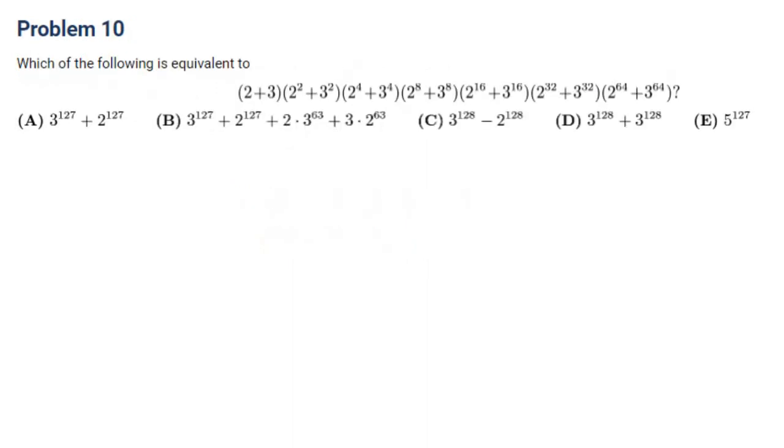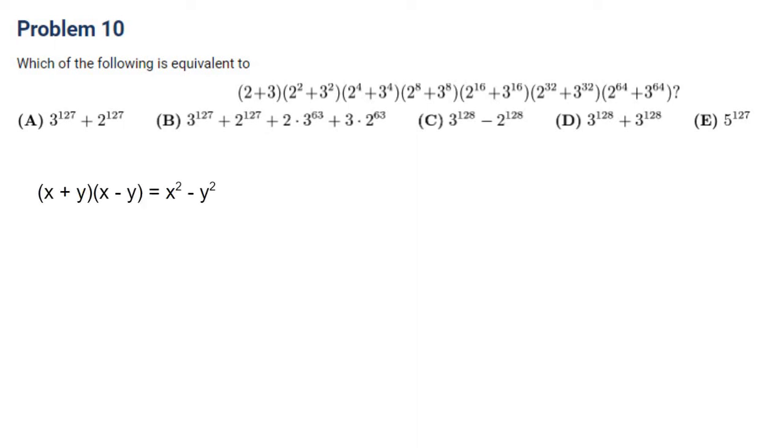The last problem we're going to discuss is number 10, which reads, which of the following is equivalent to (2 plus 3) times (2 squared plus 3 squared) times (2 to the 4th plus 3 to the 4th) times (2 to the 8th plus 3 to the 8th) times (2 to the 16th plus 3 to the 16th) times (2 to the 32nd plus 3 to the 32nd) times (2 to the 64th plus 3 to the 64th). So this is a lot of numbers, and it might not look like we can simplify this at first, but we can use this theorem here.